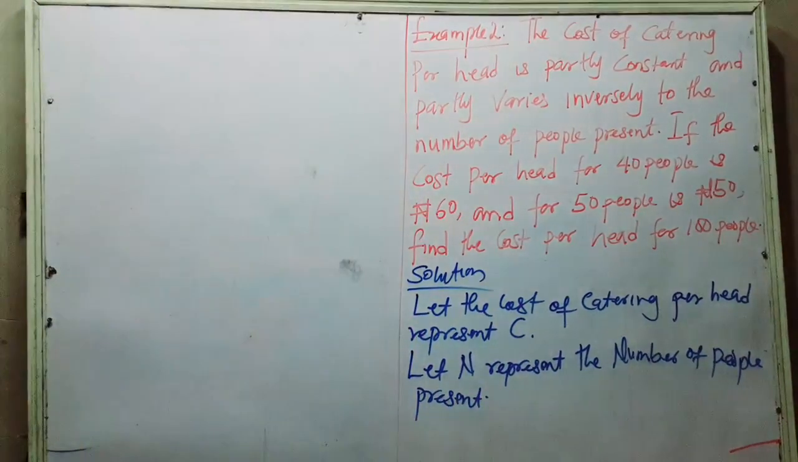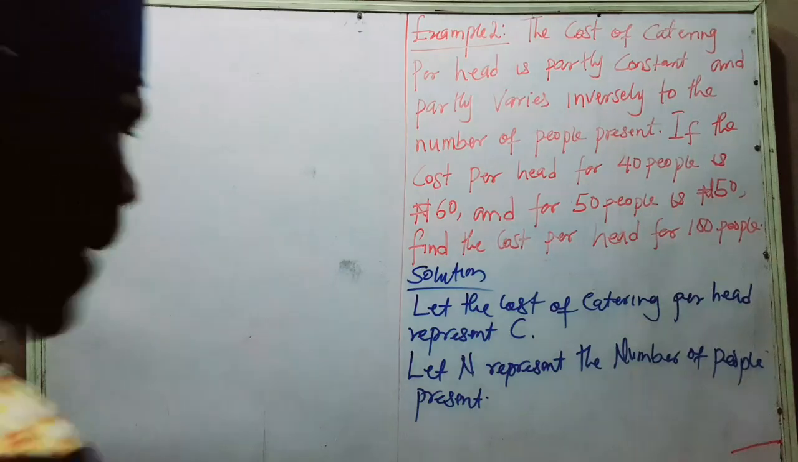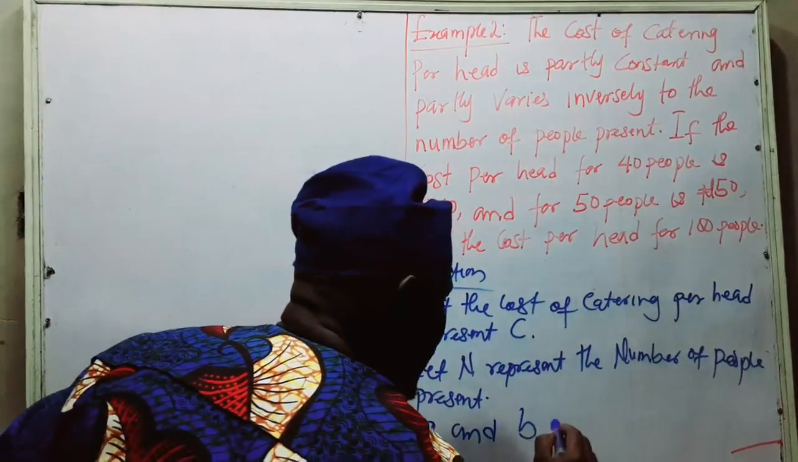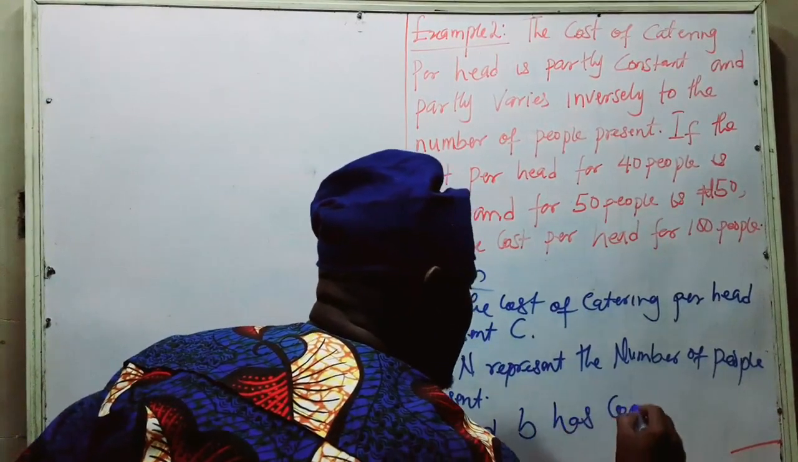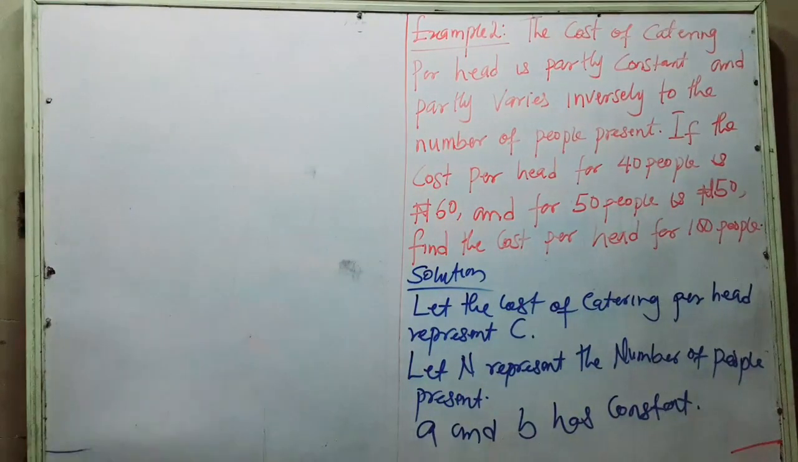So let C represent the cost of catering per head. Let L represent the number of people present. So let's put A and B as their constants. A and B as constants. Now, if A and B are constants, let's see what is happening now.